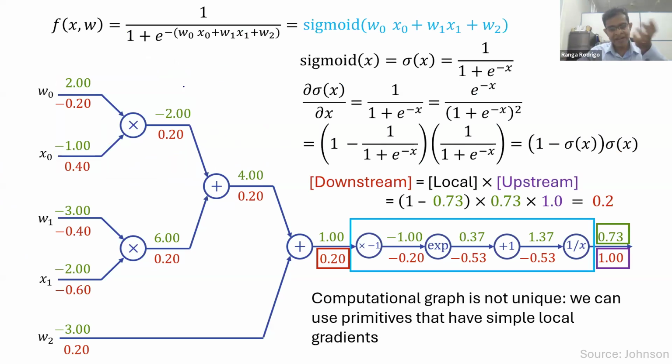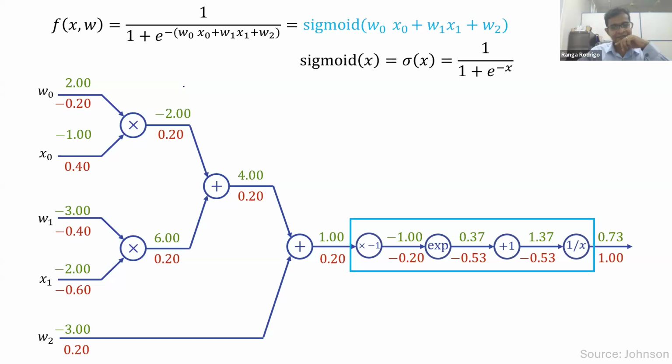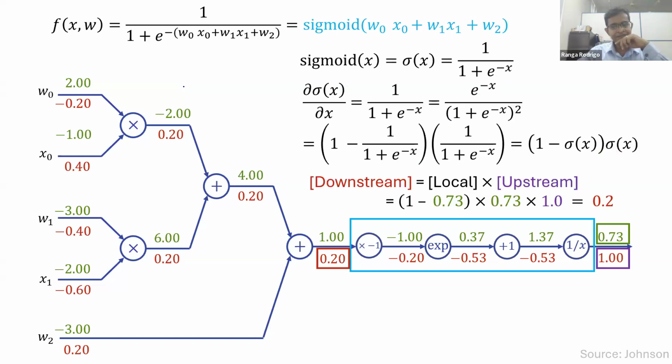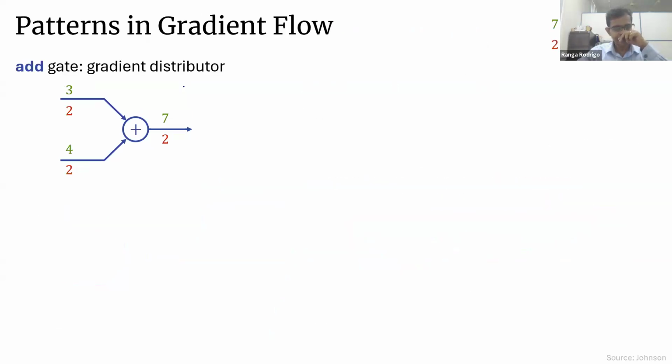Computation graph is not unique. We can use primitives that have simpler local gradients, like so. Okay. So now we have already observed some patterns, and using these patterns, we can just use rules and do that.